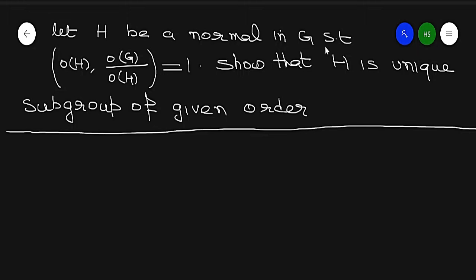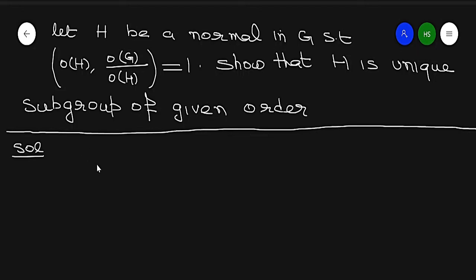Now the next result. G is some finite group in the given part and H is normal in G, so the GCD of the order of H and the order of G by H is equal to 1. Then show that H is the unique subgroup of a given order. Now to prove it, here it is a uniqueness.